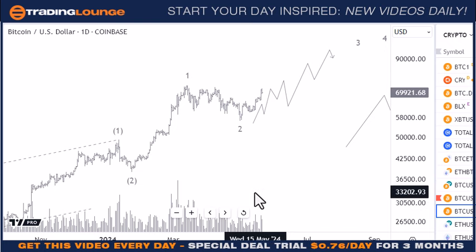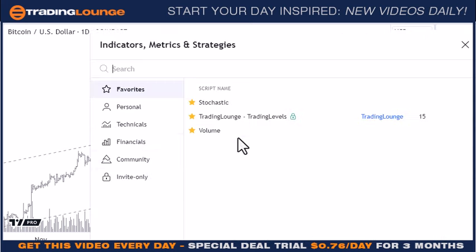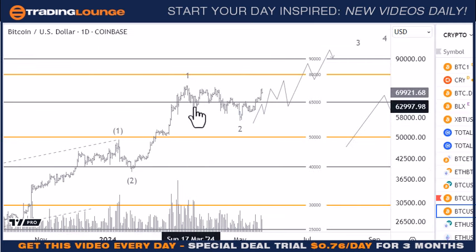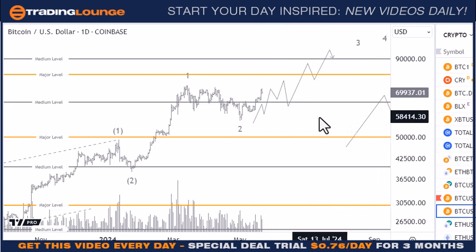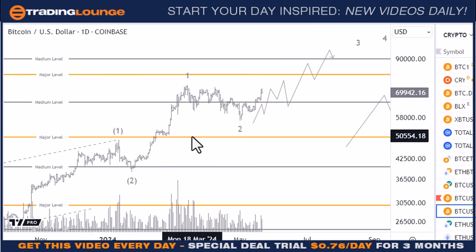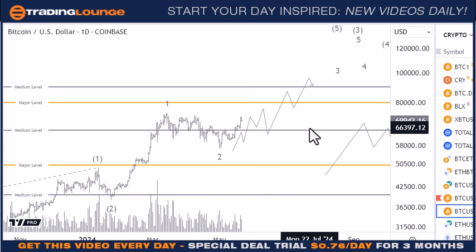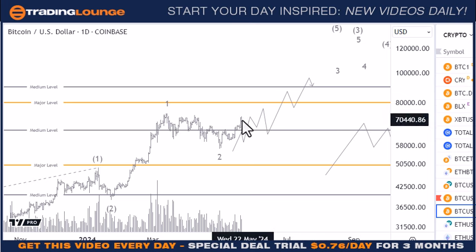So there's a little bit to go on here in terms of the trading levels. As I've always said, we're at a medium level here, 65. So this is a medium level, halfway between two major levels. The next major level up from 65 is 72, which I think is probably around this top here.